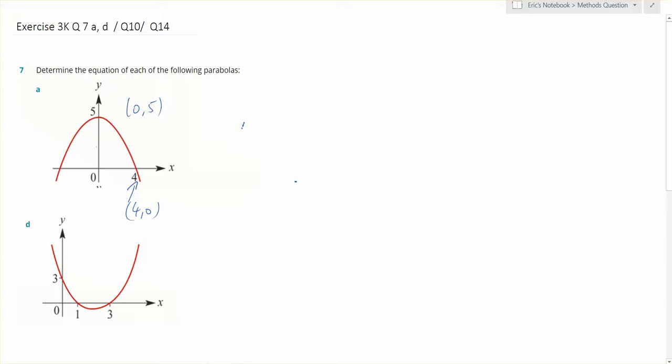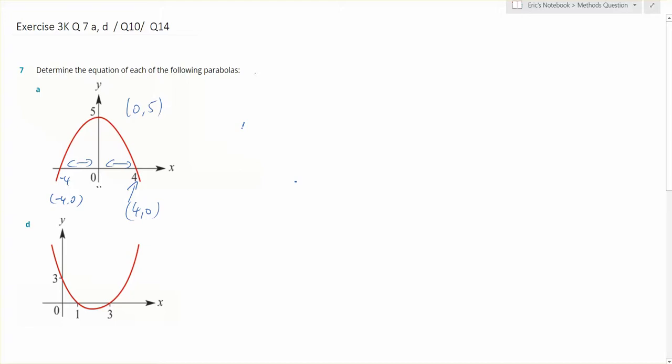Now, based on the symmetry properties of a quadratic, we know the distance between here and here has to be the same from here to here. So if this is 4 in the positive direction, this must be 4 in the negative direction, so that must be negative 4. So our other x-intercept would be negative 4, 0.